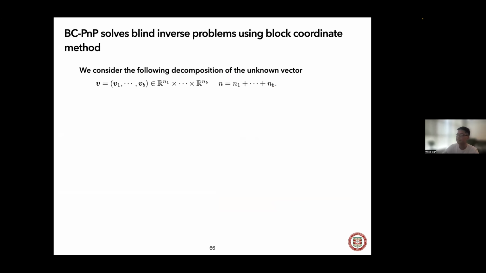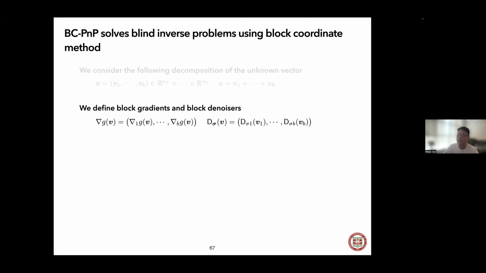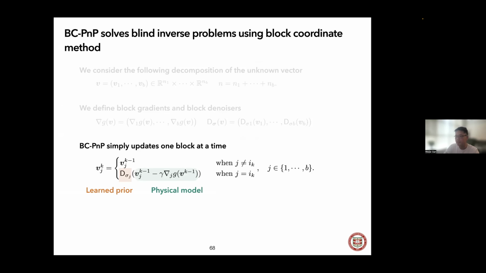And here are a little bit of technical details. We can start from block coordinate methods, if some of you are not familiar with that. In block coordinate methods, you first consider a decomposition of an unknown vector. Say you have a vector you want to optimize, called V, and you can decompose it into many pieces, let's say V1, V2, until VB. Each small block of your variable has its own gradient in the data fidelity term and has its own denoiser. They are called block gradient and block denoiser. What BC-PnP does, or what a block coordinate algorithm using a denoiser as a prior does, is update one block at a time. It is an iterative algorithm, so in each iteration, you randomly pick one block and then you run PnP. When I say run PnP, I mean you first run the physical model, followed by the learned prior, in this case a learned denoiser.